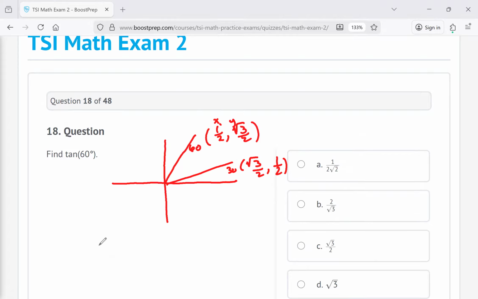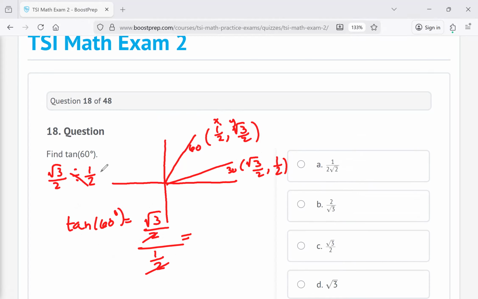So tangent of 60 degrees is y over x. So my y is radical 3 over 2. My x is 1 half. And as you can see, the twos cancel. Or if you do the complex fraction, radical 3 over 2 divided by 1 half, and then if you cross multiply, this is going to be 2 radical 3, and then 2 times 1 is 2. That becomes radical 3. Okay, so I think it's D.